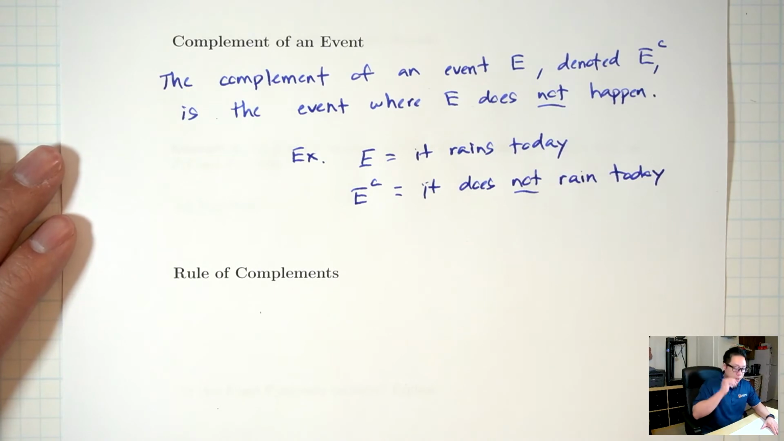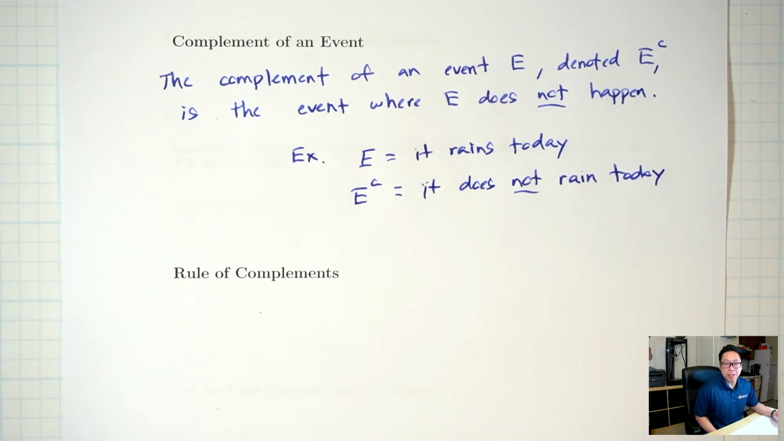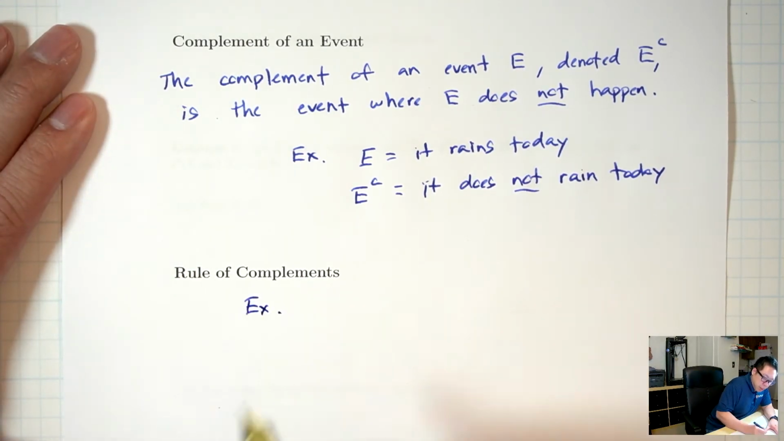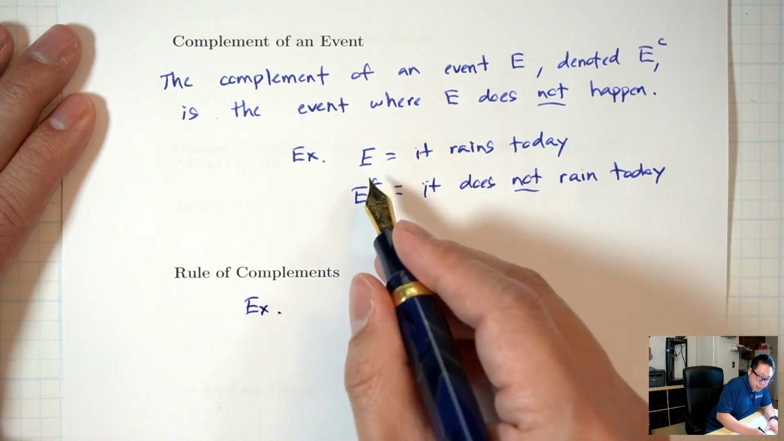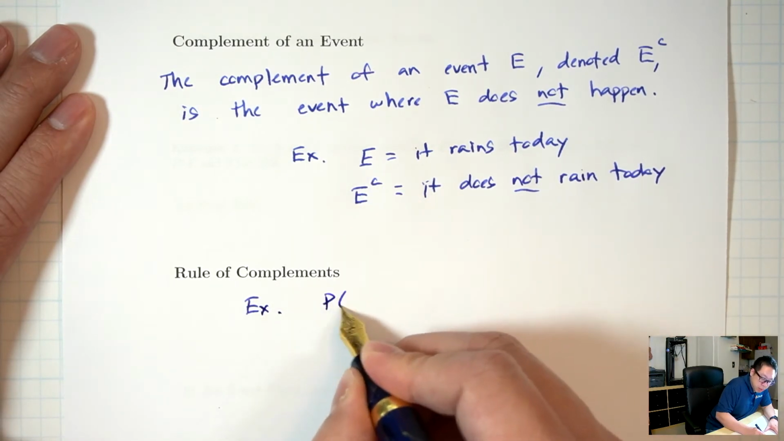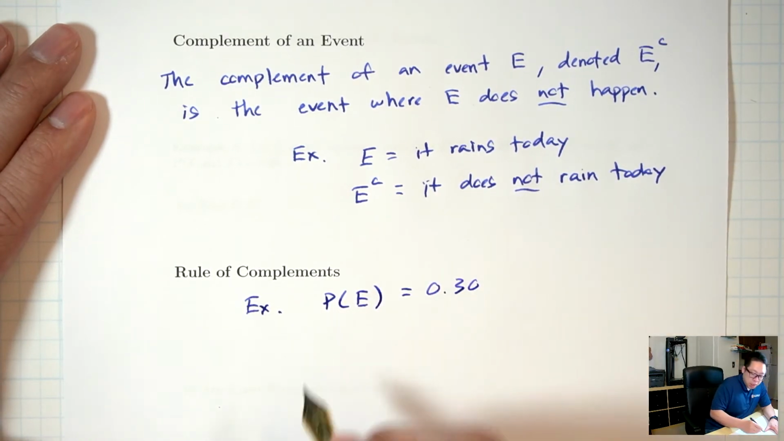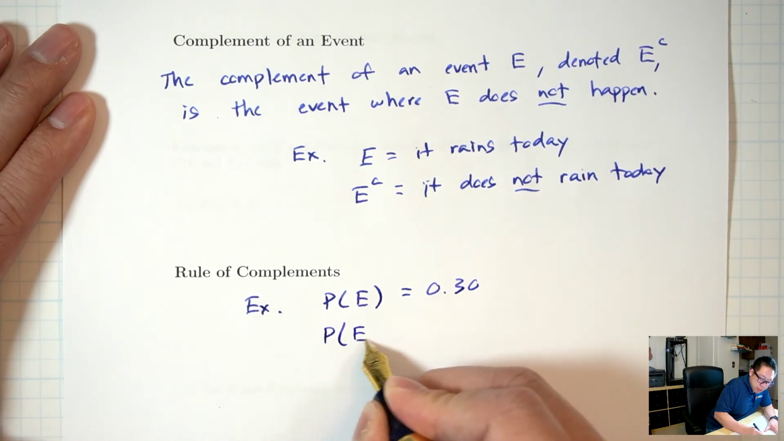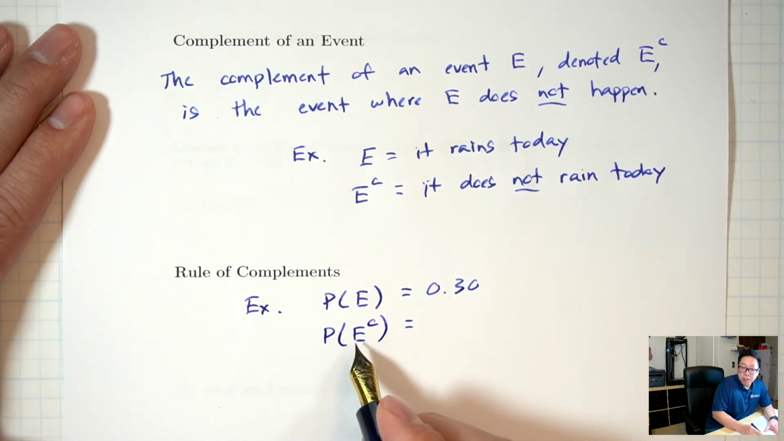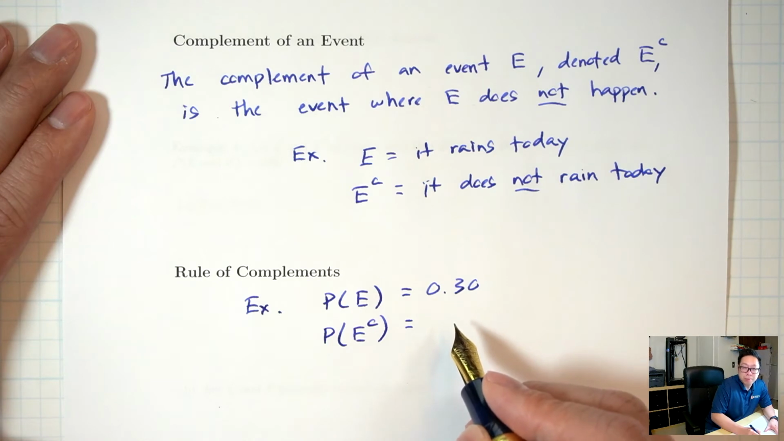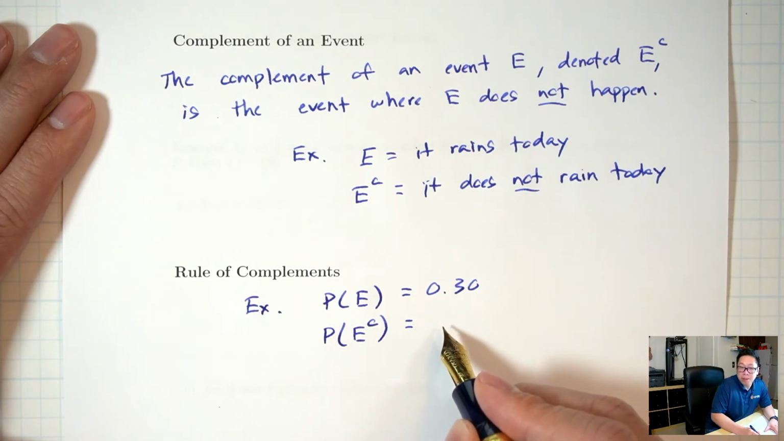Rule of complements. This is not really saying anything fancy here. It's saying something that I think you all already know. Let me start off with an example. Let's say E is rains today. If I know that the probability of it raining today is 30%, can you tell me the probability that it does not rain today, which is E complement? Well, it's going to be the rest of it, so 70%.